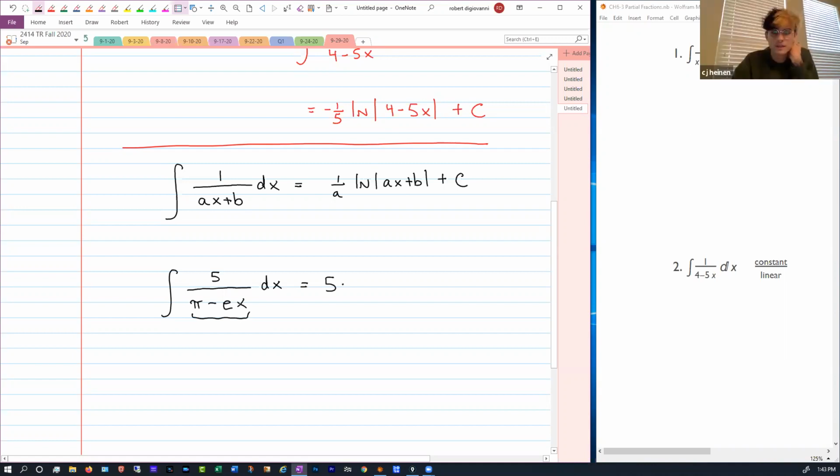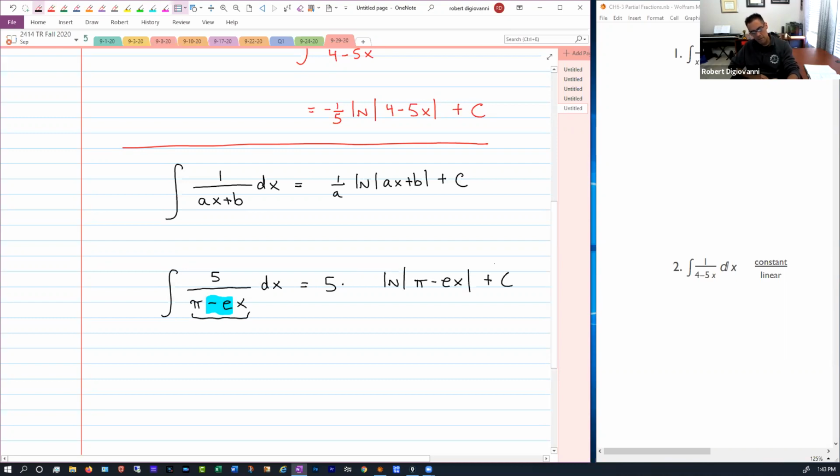Is it going to be 5 over pi? That should be 5. What's the number in front of x? 5 natural log of e, right? And then the whole thing, the whole bottom piece, let me put the natural log. The natural log is just going to have everything that was in there.